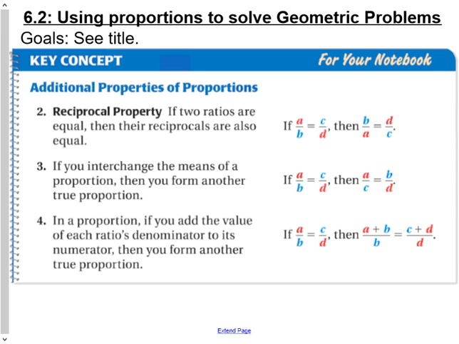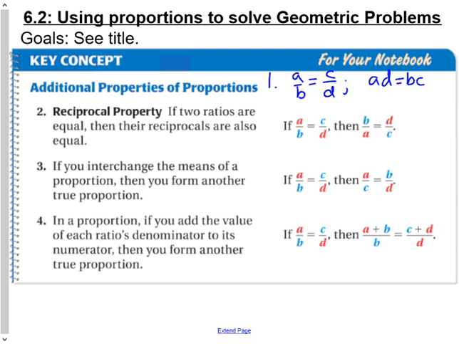Next, using proportions to solve geometric problems. Most of the work we're going to do today involves these 4 proportions. Notice it starts at 2. The first proportion is a over b equals c over d. The general rule is if we have that, you can cross multiply to solve. That's the general first rule. Now, what we're going to do is prove that the rest of these work.